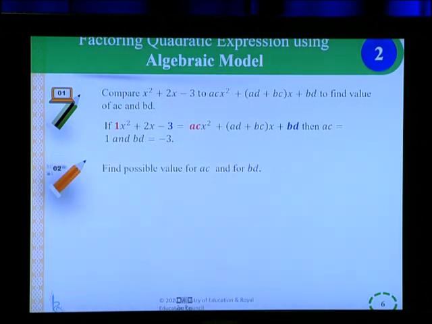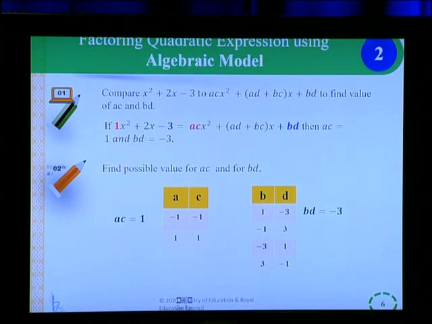Next, we can find the possible values for AC and BD. So, as AC equals 1, what do you think would be the values for A and C? So, the list is given. A and C can be negative 1 and negative 1, because the product will still be 1, or it can be 1 and 1, which still gives the product 1. Similarly, the value for BD equals negative 3. So, the possible values for B and D could be the following.